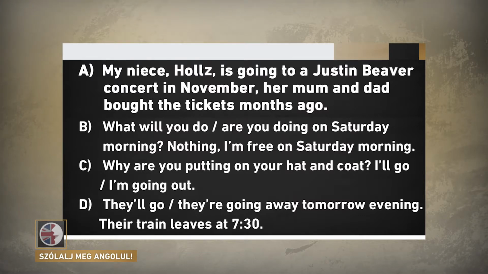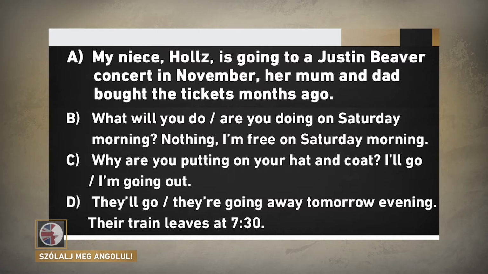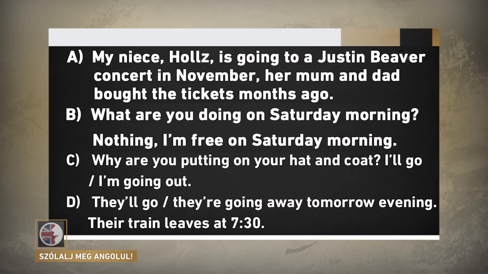Great. Now, what about the next sentence? Well, the question is asking about the future, but which form of the future do we have to use? Well, the question is asking about plans for the future. Someone is asking us what we are planning to do. And if there's a plan involved, then which form do we use? That's right. If something is planned or arranged, then we use going to, or the present continuous. In this situation, someone is asking us about our plans for Saturday morning. So, in their question, they have to use going to or the present continuous. So, the correct question for them to ask is, what are you doing on Saturday morning? Nothing. I'm free on Saturday morning.